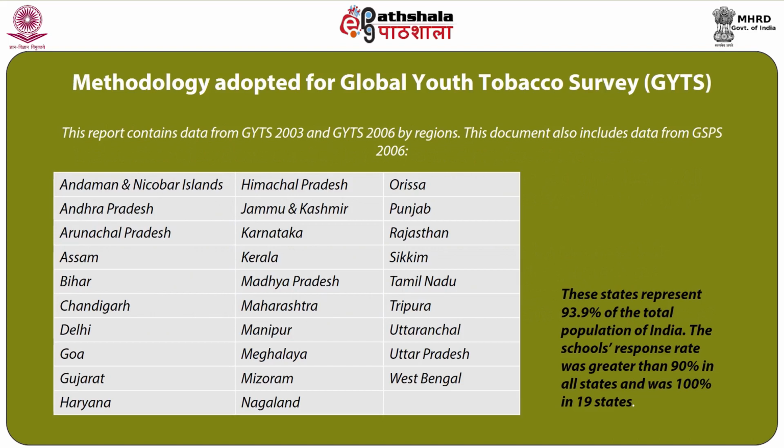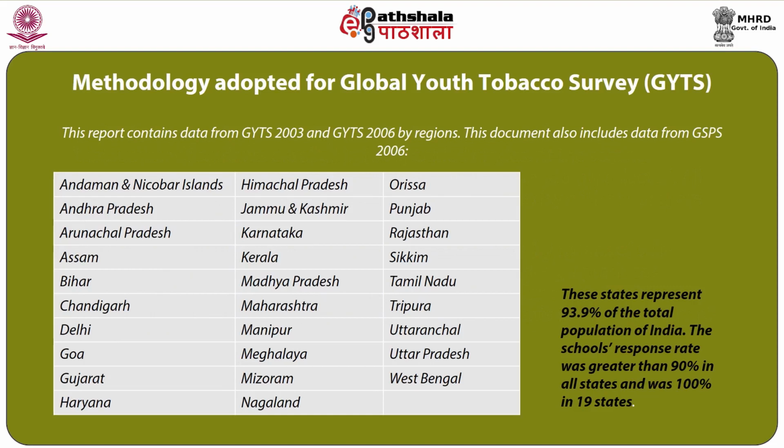India GYTS 2003 was conducted state-wise in various states and administrative divisions, namely Andaman and Nicobar Islands, Andhra Pradesh, Arunachal Pradesh, Assam, Bihar, Chandigarh, Delhi, Goa, Gujarat, Haryana, Himachal Pradesh, Jammu and Kashmir, Karnataka, Kerala, Madhya Pradesh, Maharashtra, Manipur, Meghalaya, Mizoram, Nagaland and Orissa, Punjab, Rajasthan, Sikkim, Tamil Nadu, Tripura, Uttaranchal, Uttar Pradesh and West Bengal. For the purpose of this report, all sites have been identified as states. These states represent 93.9% of the total population of India.